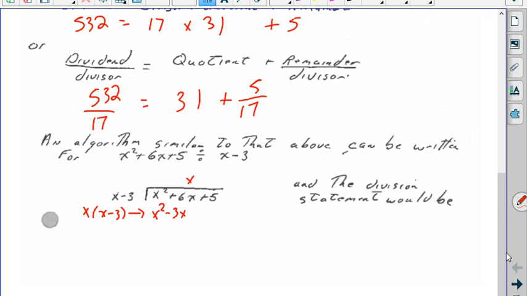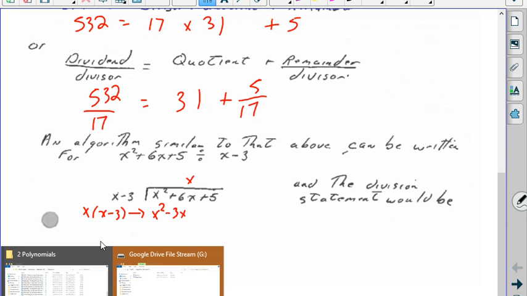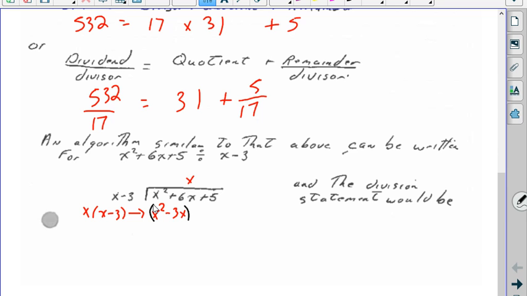So I found that if I go x times x, I'm going to have x squared, which is what I want. I'm then going to, just like I did before, subtract this little bit here. I'm going to subtract this guy. Now let's put brackets around it.